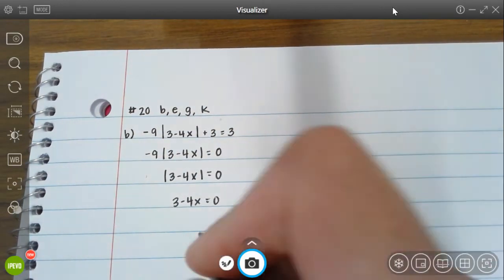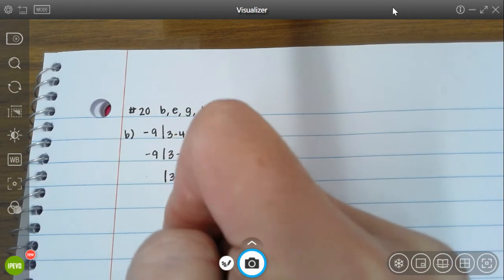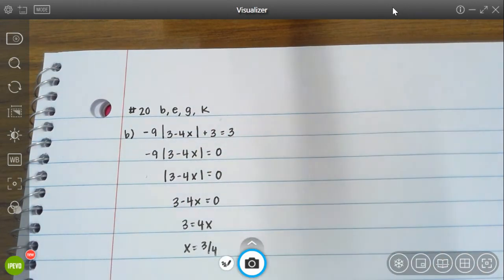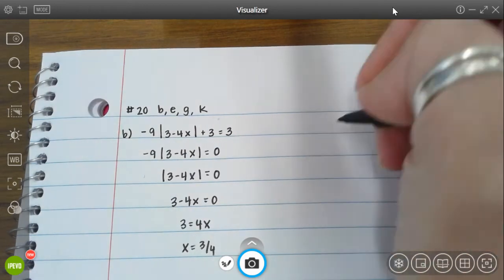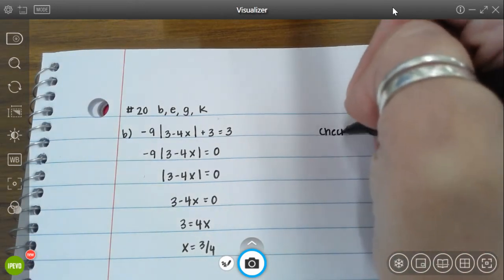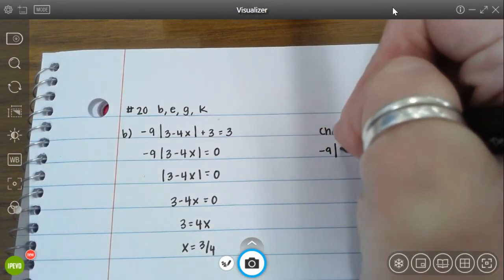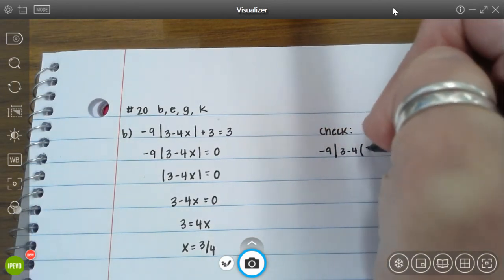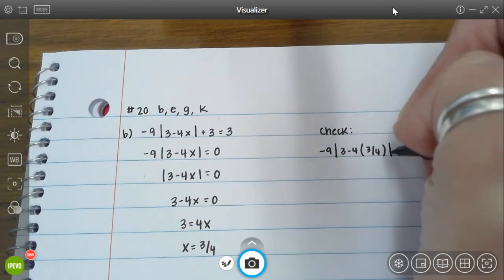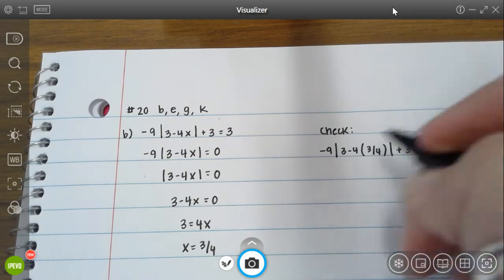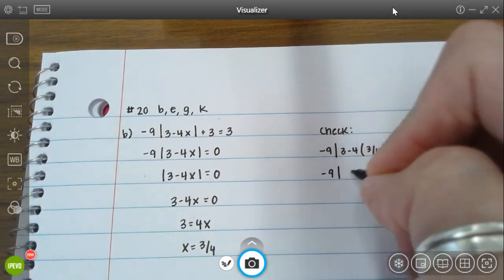So when I go ahead to solve for x here, that'll be 3 is equal to 4x. So that'll give me an x value of 3/4. And don't forget that we always want to make sure that we are checking our solution in the original. So -9 times the absolute value of 3 minus 4 times 3/4 plus 3 is equal to 3. And remember, we're just simplifying. We're not solving. We're not moving anything from one side to the other.